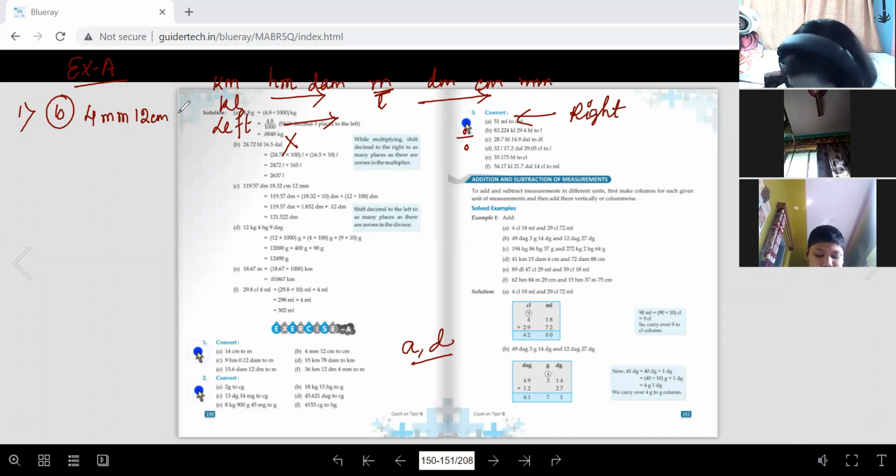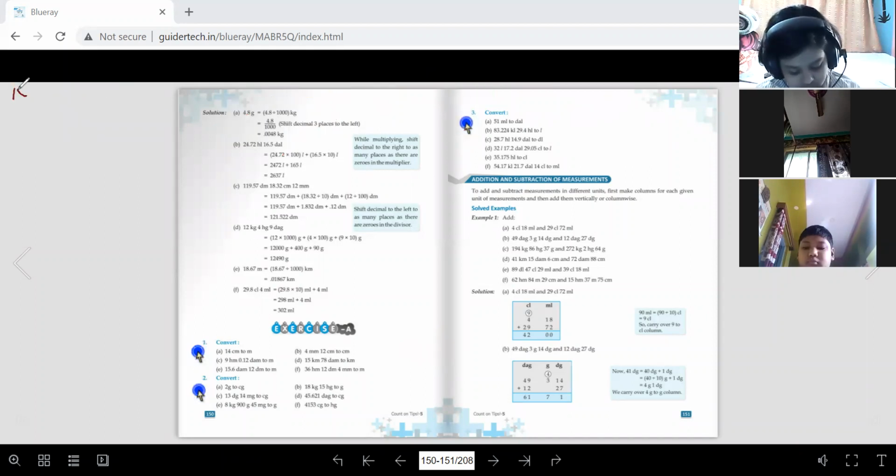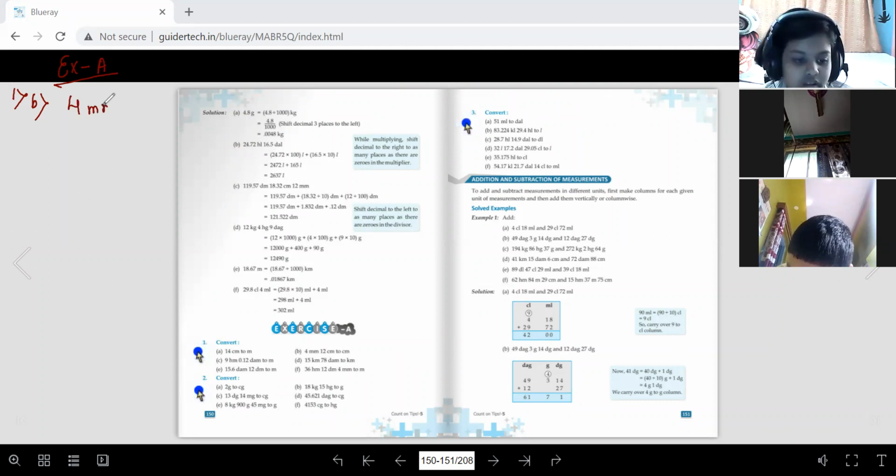First let me clear the screen. Those who know, no need to say anything. Okay, let me explain this for others also. 4 millimeter, 12 centimeter.